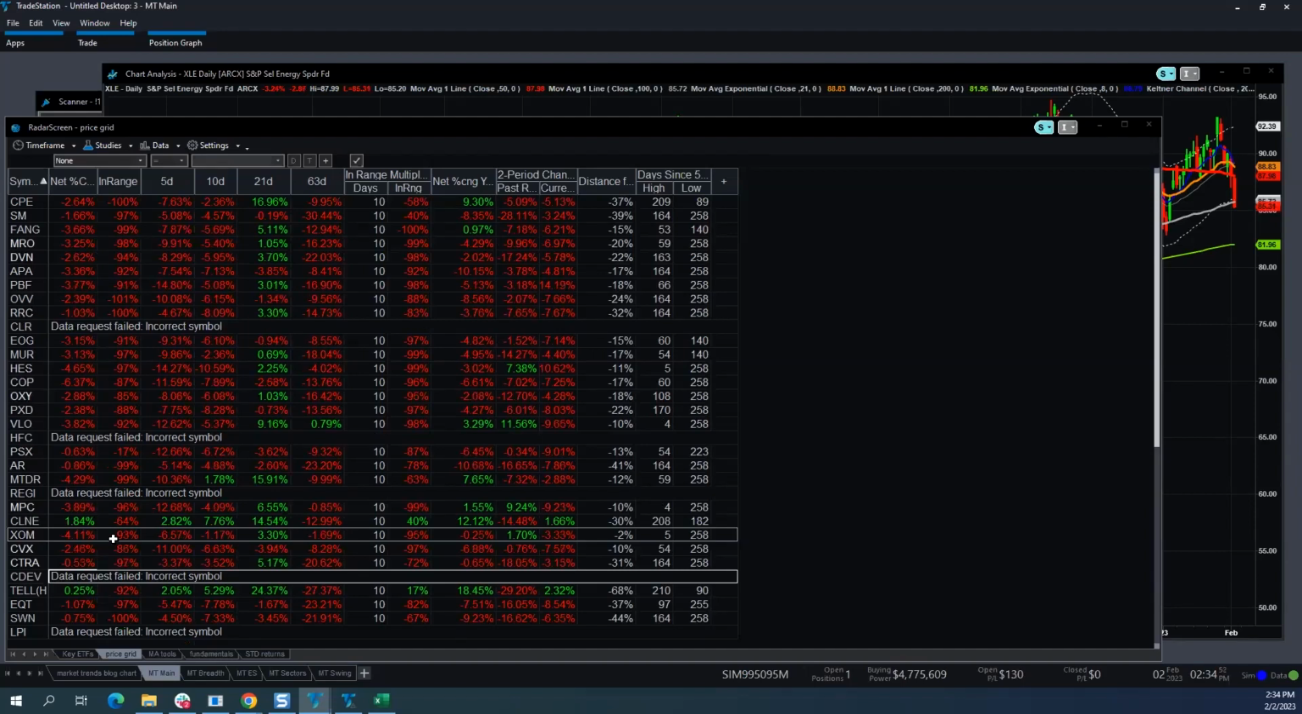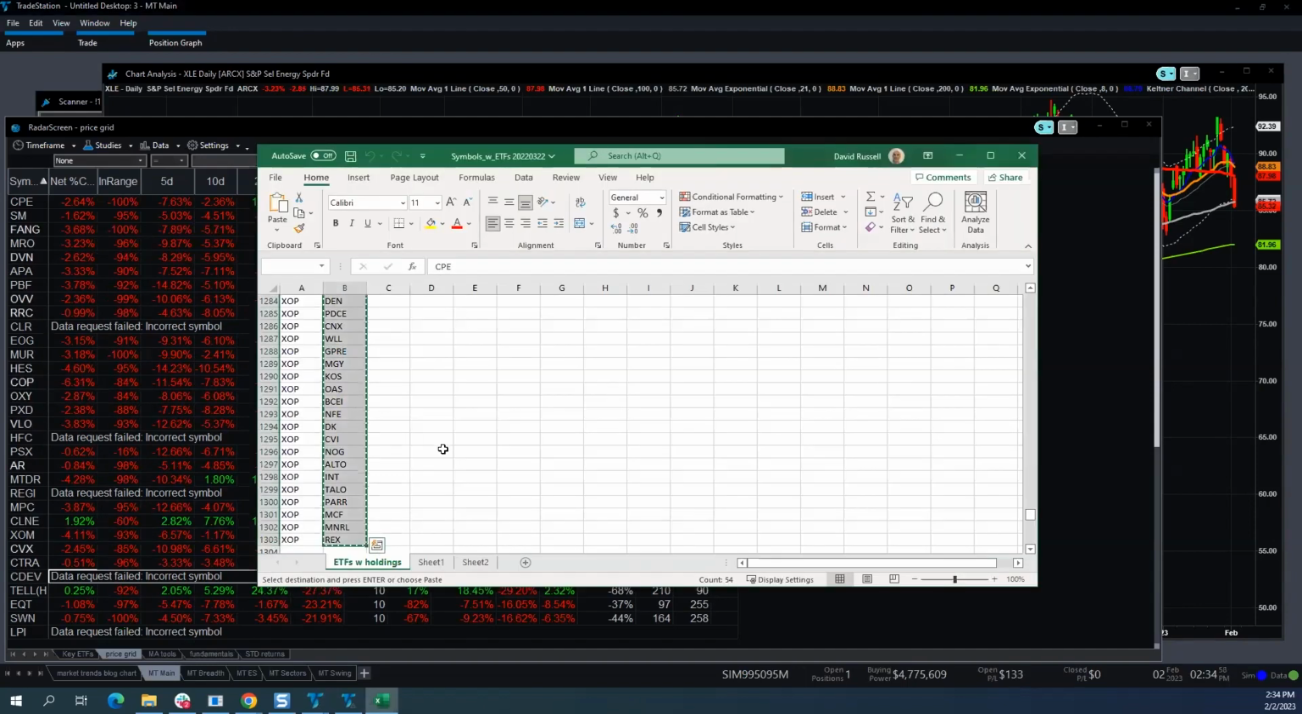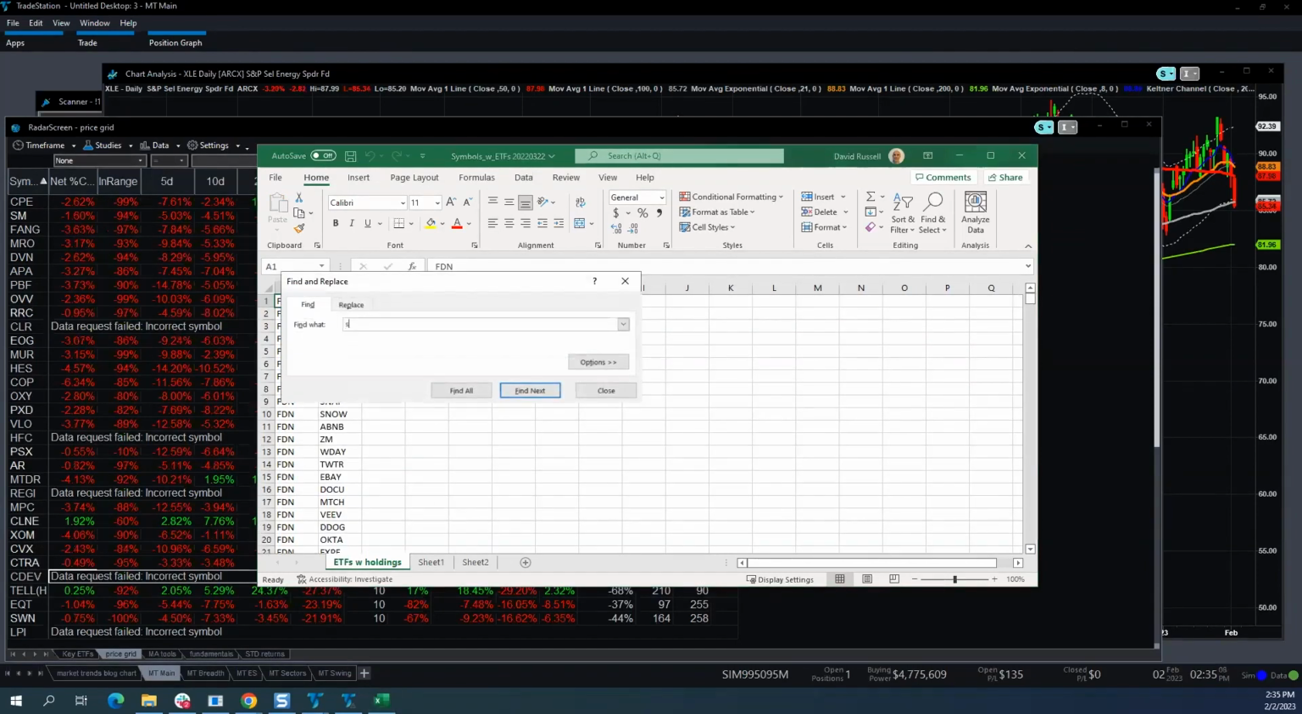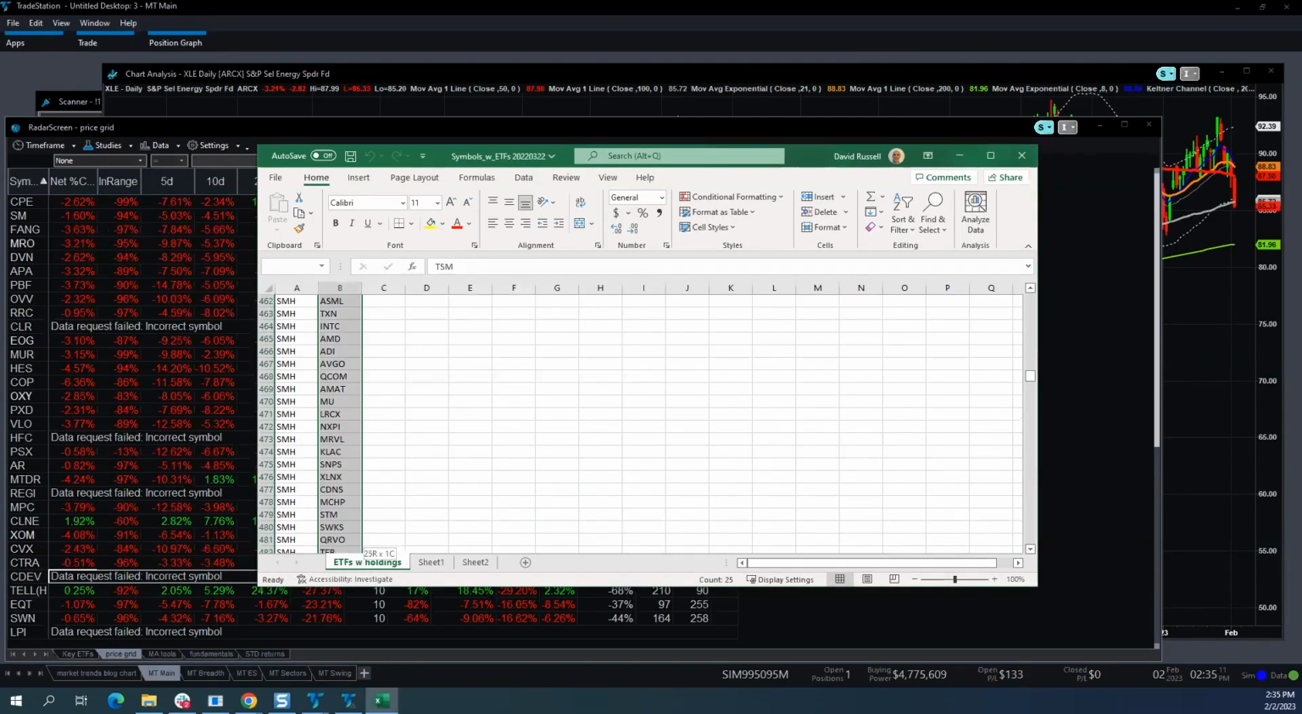But what I would suggest you think about doing is keeping it yourself. Find the ETFs you care about, have a spreadsheet like this, and put a break between each one, because it makes it easy when you're just shooting around to hold down Control Shift and arrow. Then if you want to see the semiconductors, Control F, SMH, boom, copy.